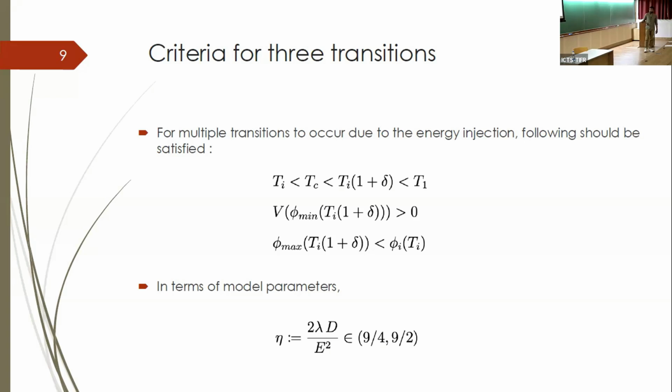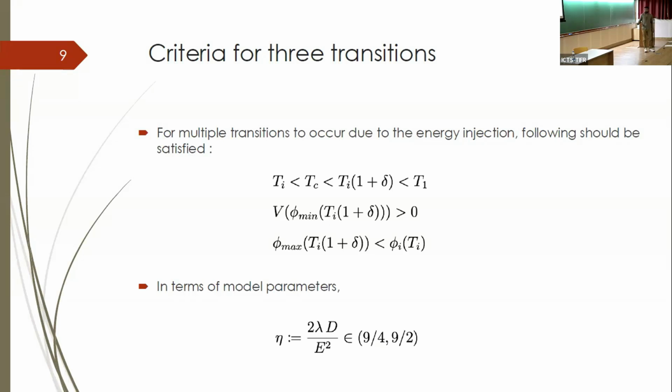To put it mathematically, what it implies is that if there is energy injection, which happens anytime after the temperature is equal to T critical, so let's say it is happening at Ti, and as long as Ti 1 plus delta is less than T1, if the energy injection happens anywhere above here, then it won't really lead to any new transitions, just because it will keep the shape of the potential similar. So as long as you have these 3 constraints working, you can have 3 transitions.